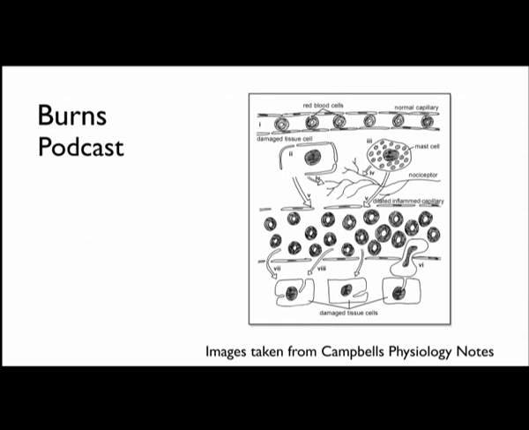Now, the next classification of burns are partial thickness burns. Partial thickness burns burn down into the dermis. So they can burn away all of the epidermis and start burning down into the dermis beneath. And it's useful to subdivide this classification into superficial partial thickness burns and deep partial thickness burns. The deep partial thickness burns are also sometimes called deep dermal burns.